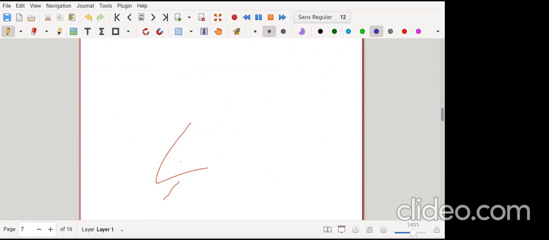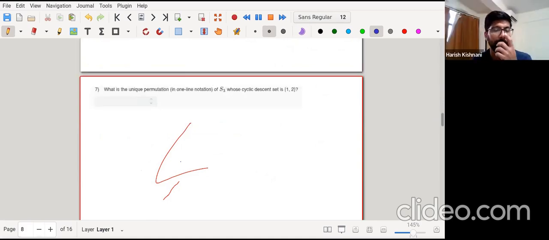So now we have a numeric answer type question. What is the unique permutation in one-line notation of S3 whose cyclic descent set is 1, 2?